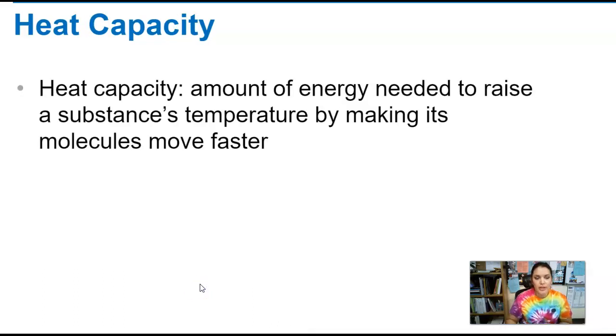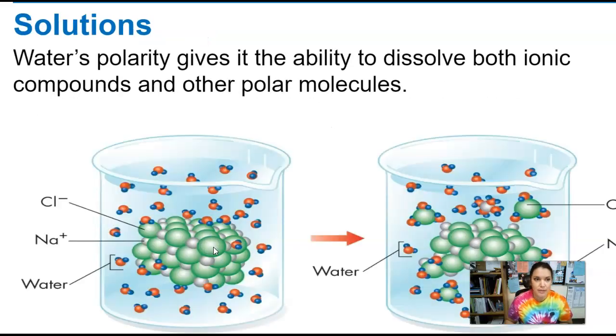All right, water is special also because it has a heat capacity that is higher than a lot of other substances. Heat capacity is the amount of energy needed to raise a substance's temperature by making its molecules move faster. So, boiling point would be what we're referring to here when we boil water. It does take quite a bit, right? So that means that it does have a higher heat capacity than other substances that are liquids.